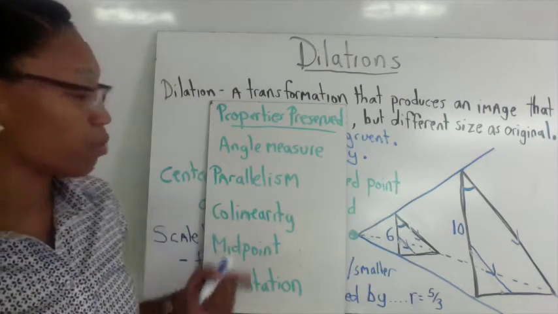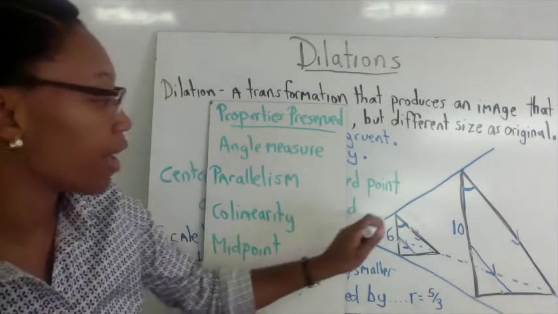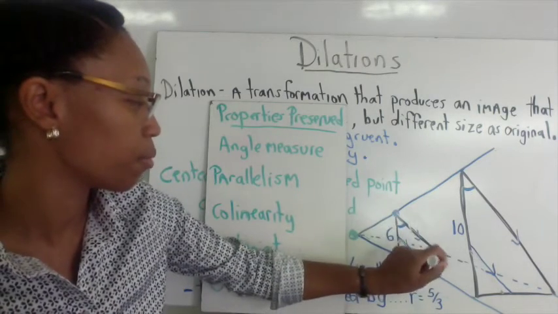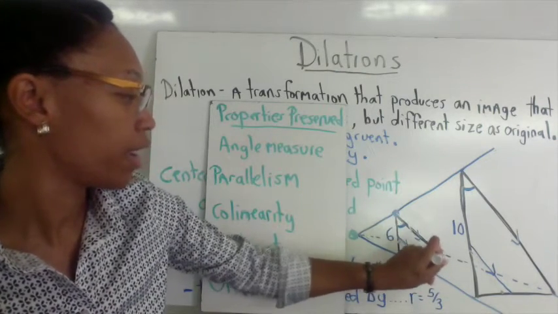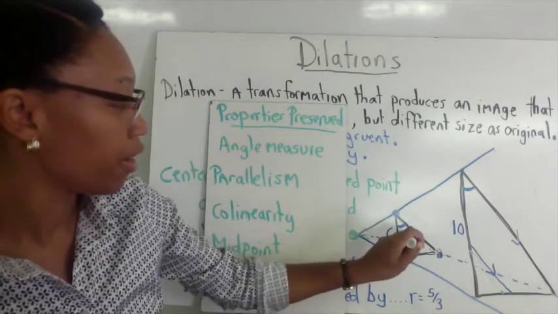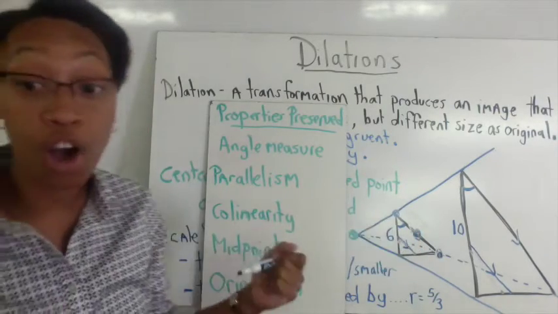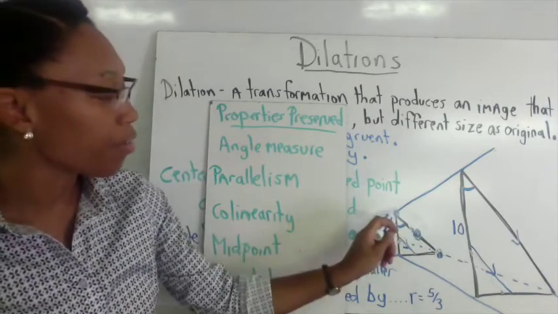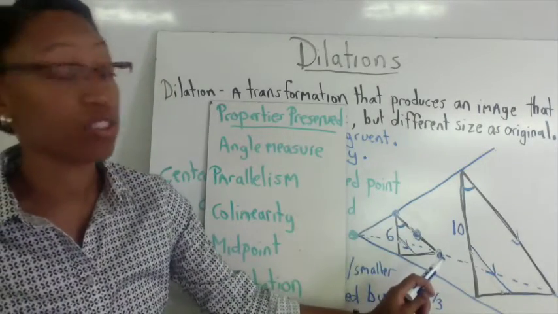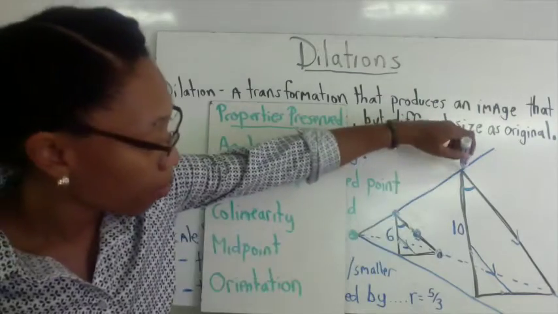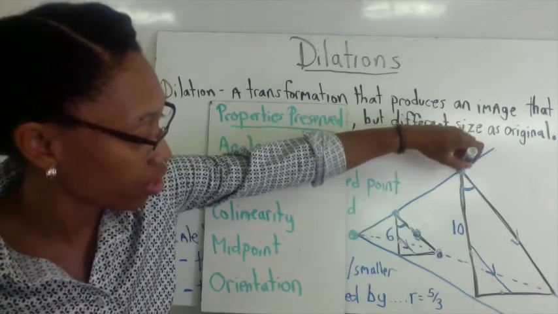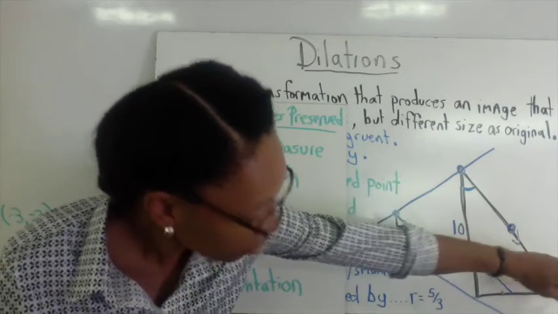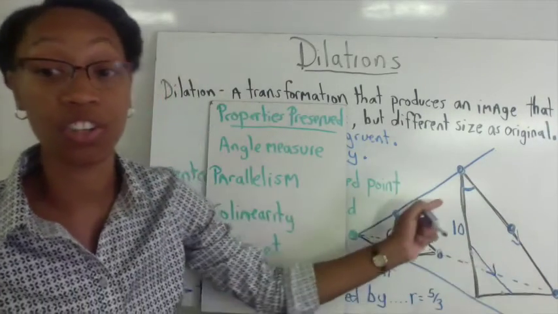Another property that's preserved is collinearity. So let's say I have this point and this point, and in between them I have another point, and these 3 points together are on the same line. If I have 3 points that are on the same line in my original, then when I do my dilation, those points are still collinear. They're still in a straight line.